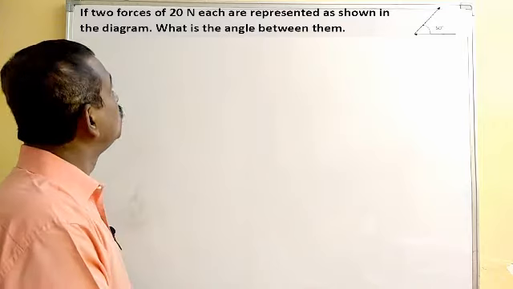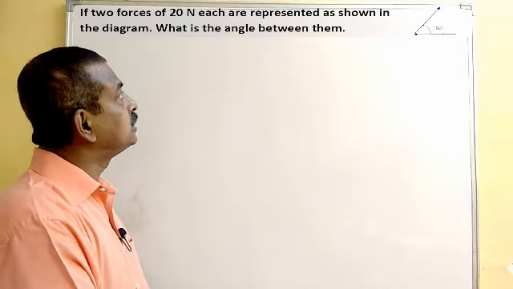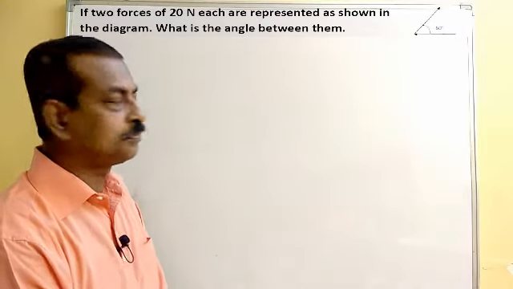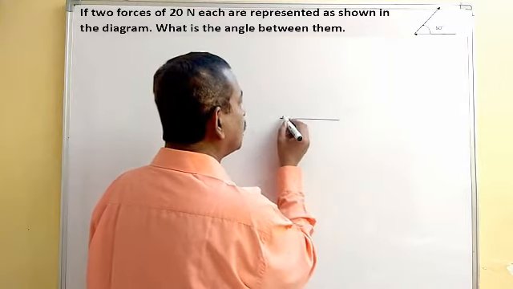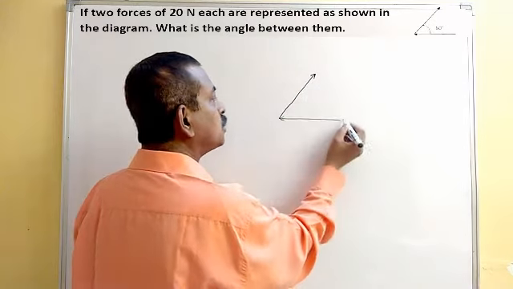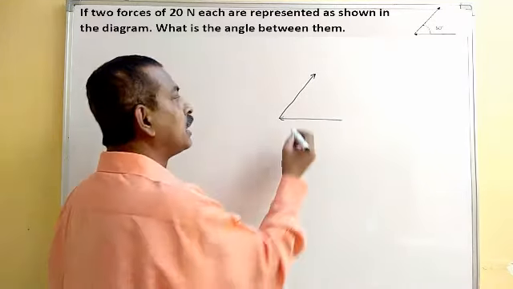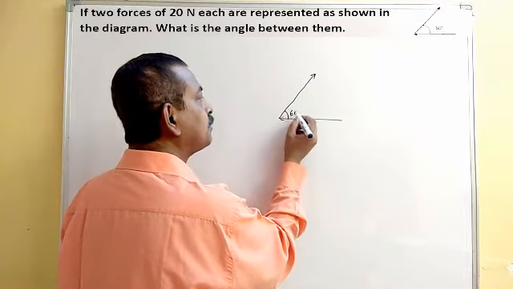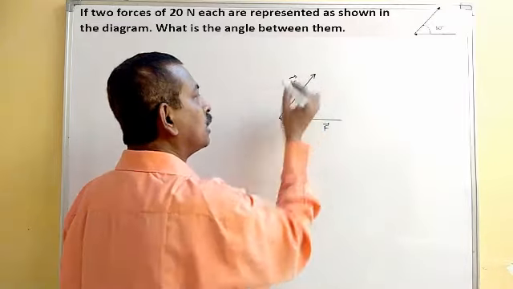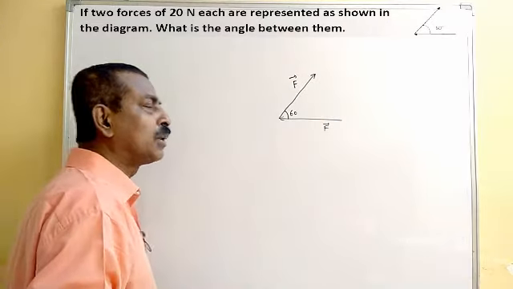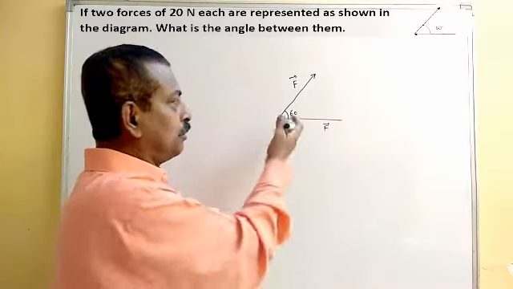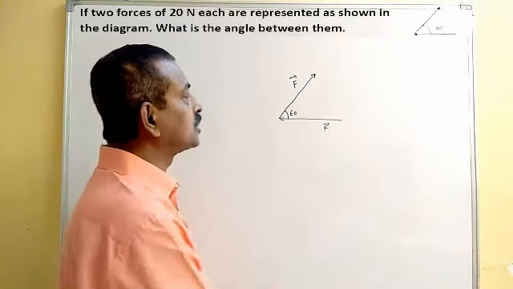Next question: two forces of 20 Newton each are represented as shown in the figure. What is the angle between them? The two forces are represented like this. These are the two forces of 20 Newton each. They are inclined like this. This is your F vector, and this is also another F. You have to tell what is the angle between the two. Diagram-wise, it appears it is 60 degrees there.